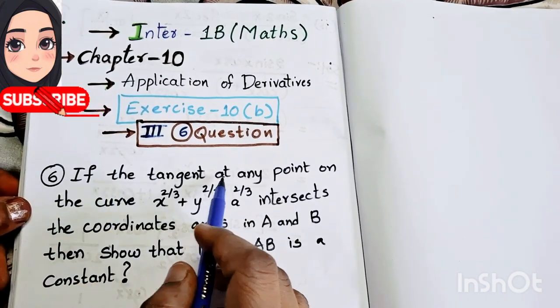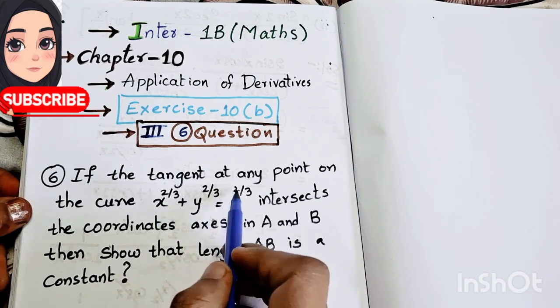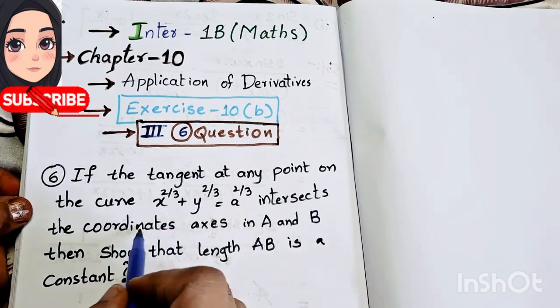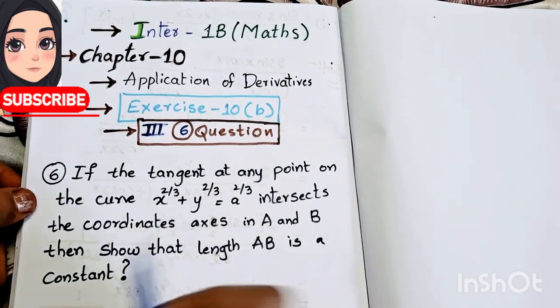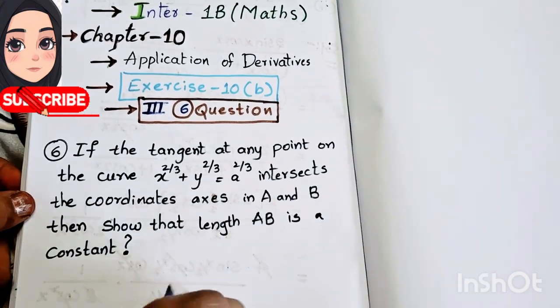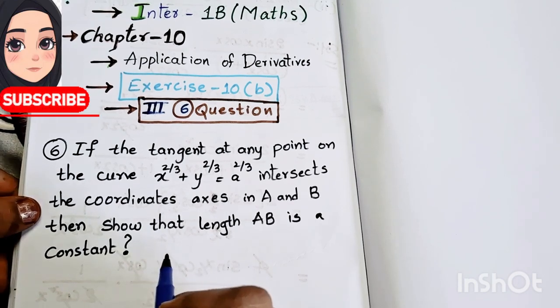See here: if the tangent at any point on the curve x^(2/3) + y^(2/3) = a^(2/3) intersects the coordinate axes in A and B, then show that the length AB is a constant. So today I am going to solve this very important question, children. So watch the complete video.